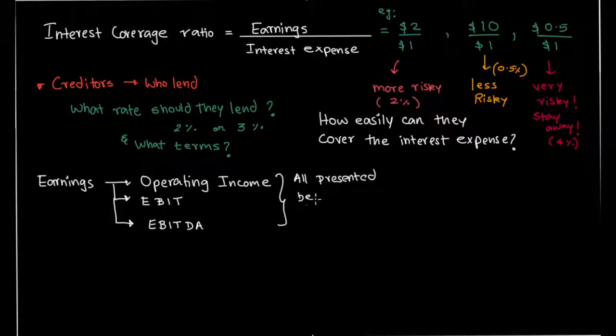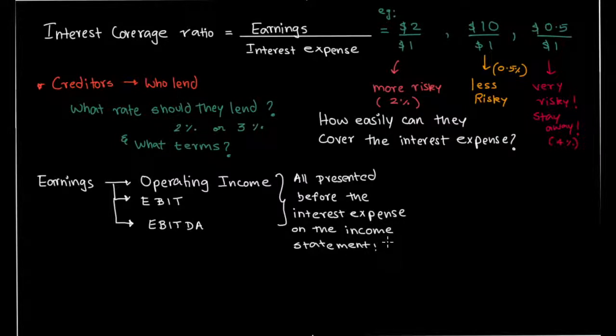If you notice, all of these three earnings are presented before the interest expense in the income statement. Why is that? This is because we are checking if they have enough earnings to pay off the interest expense, and that is why we check the items before the interest expense and not after. That is why we do not use net income here. We only use these three things for calculating the earnings. All of these things are related, so you have to understand the relation between the income statement and all of its components.